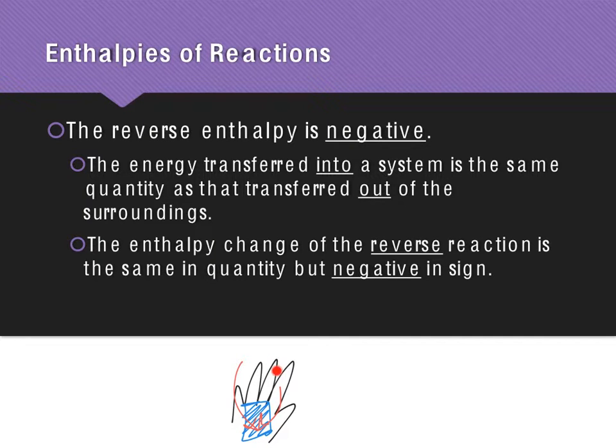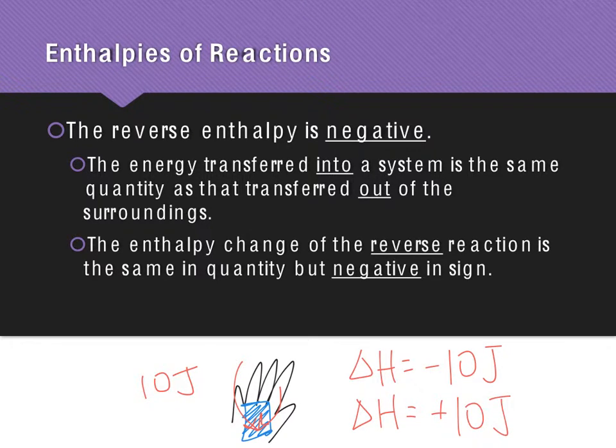From the hand's perspective, let's pretend, that's 10 joules. From the hand's perspective, we're losing 10 joules. From the ice's perspective, we're gaining 10 joules. That means from the hand's perspective, we are exothermic with 10 joules. And from the ice's perspective, we are endothermic with 10 joules. Same number, just negative, because it really depends on what perspective you're looking at.